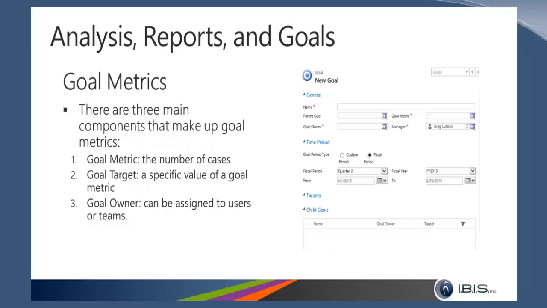So now we're going to take a look at goals, and there are 3 main components that make up goal metrics. So the goal metric is the number of cases. The goal target is a specific value of a goal metric, and the goal owner is whoever is assigned to the goal, and this can be a user or a team. And CRM leverages goal management features to track project progress against target numbers for key performance indicators.